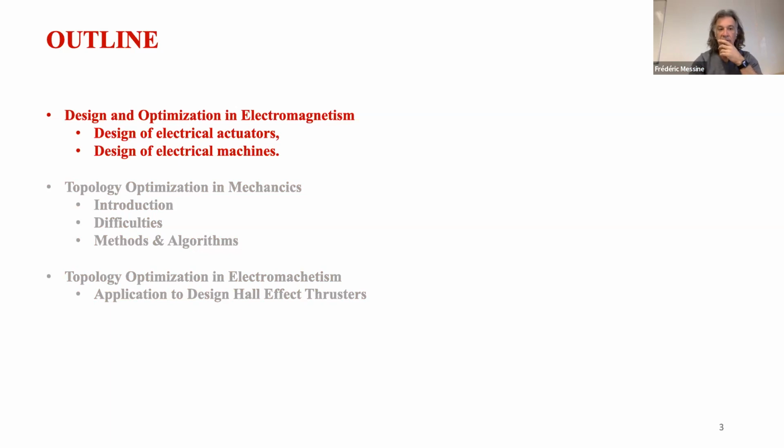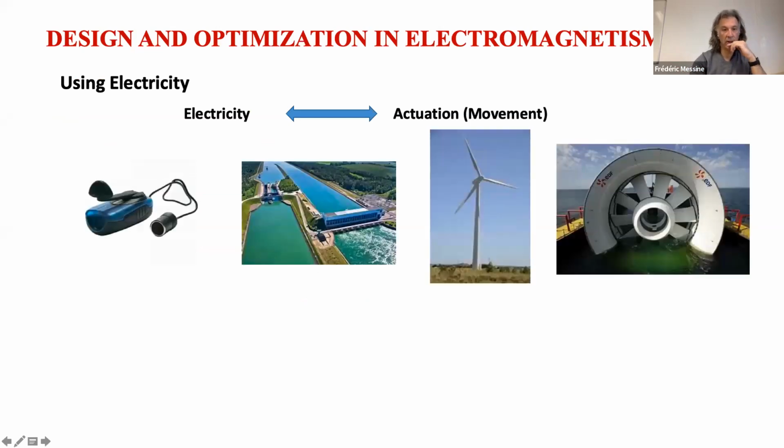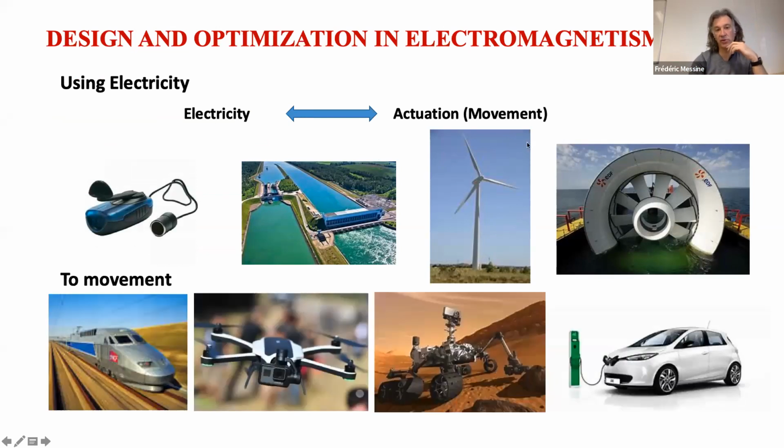So first part, a bit of an introduction about the link between design and optimization. Using electricity, you can make some movements, some actuations. You can use electricity to make movement, or you can use movement to make electricity. Generally, I work on this side: I use electricity to make movement, and I have to design electrical motors or electrical actuators.